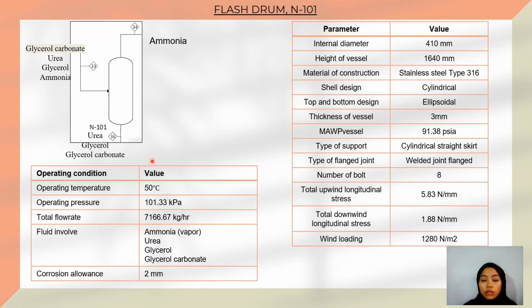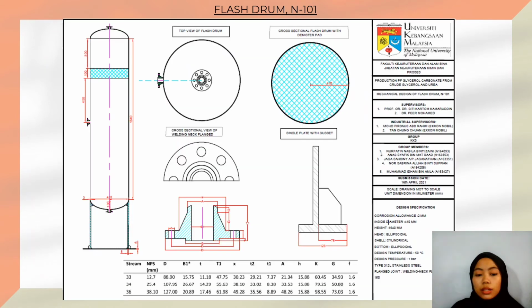The flash drum is operated at 50 degrees Celsius and 101.33 kilopascal. The corrosion allowance for this flash drum is 2 mm. This table shows the detailed design of the flash drum. This slide shows the mechanical drawing of the flash drum. The flash drum is drawn based on the detailed design and the mechanical design calculated.